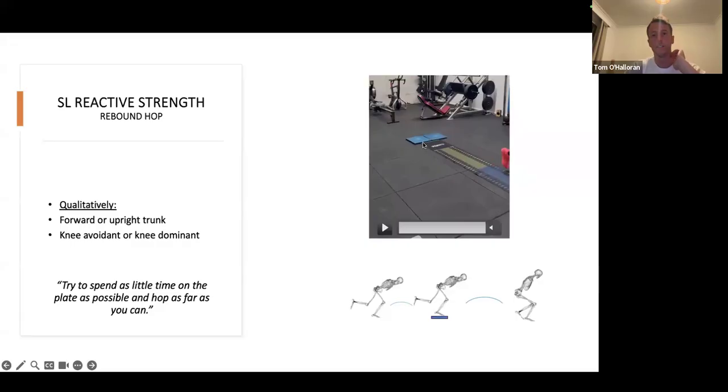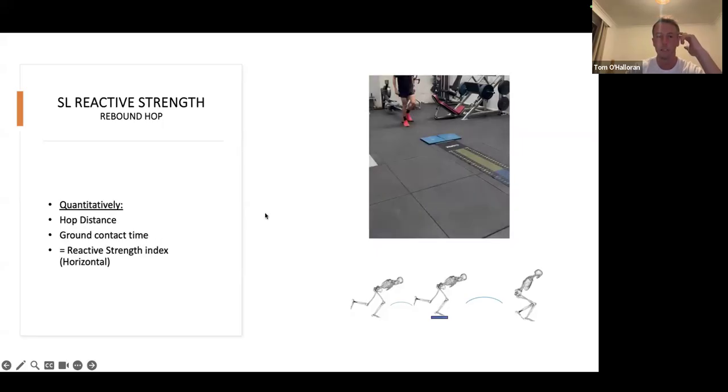What I'm looking at here is time on ground, or on plate, by hop distance. So how springy are they? How quickly can they get off the plate to produce a result horizontally? I let them pick how far because I think everyone's different. They're going to self-organize a strategy. They'll choose the distance, but I'll say try to spend as little time on the plate and hop as far as you can. I might use this test if I want to assess the hip or the ankle a bit more, because a horizontal hop for propulsion is much more ankle and hip dominant.